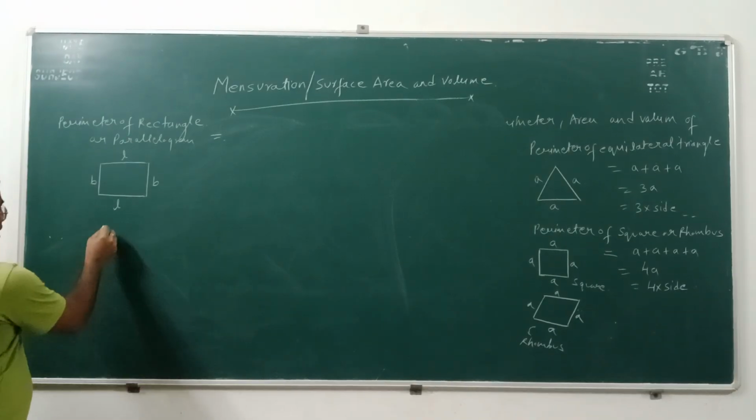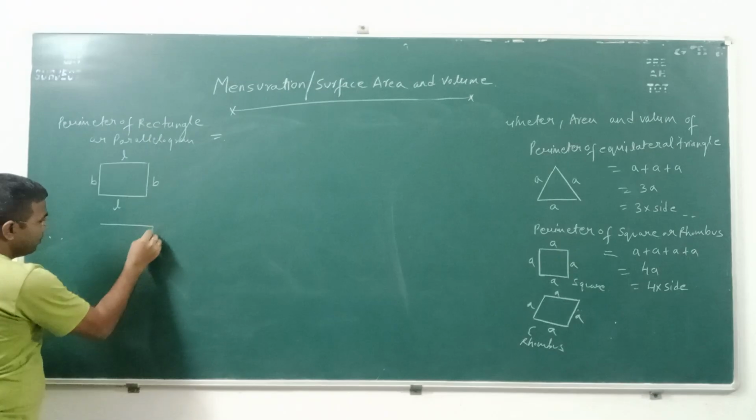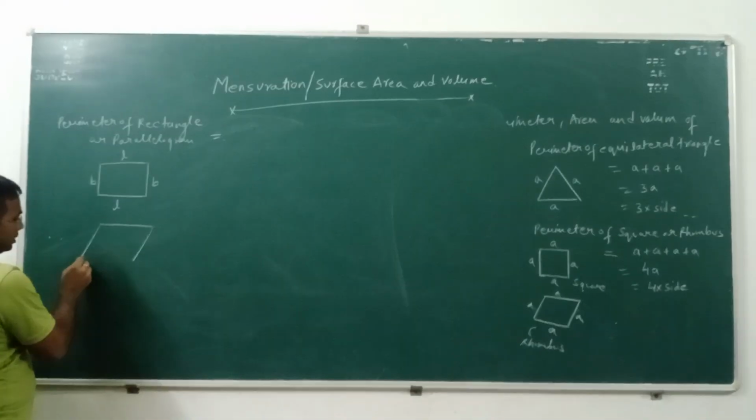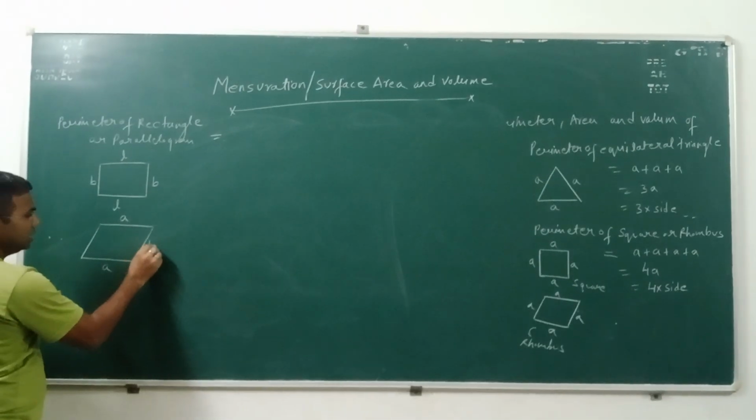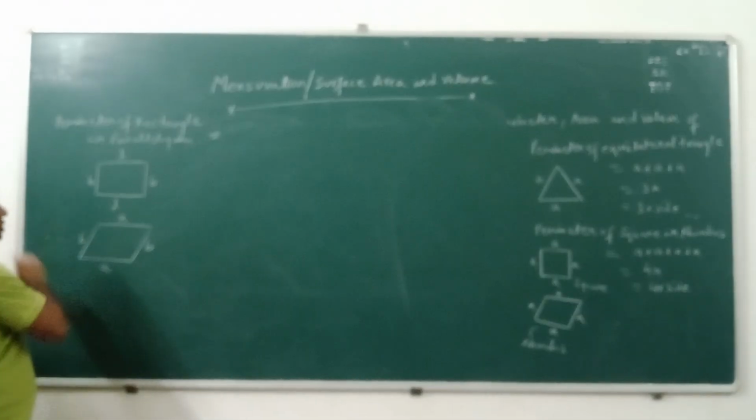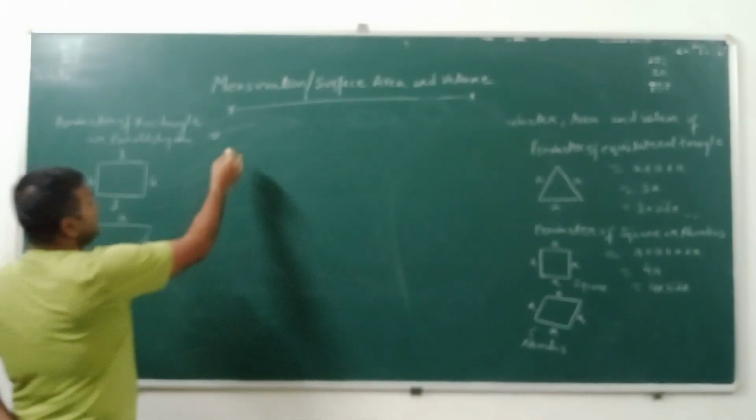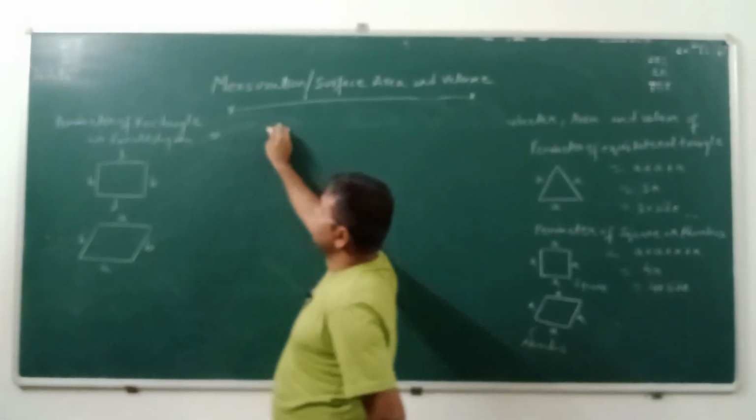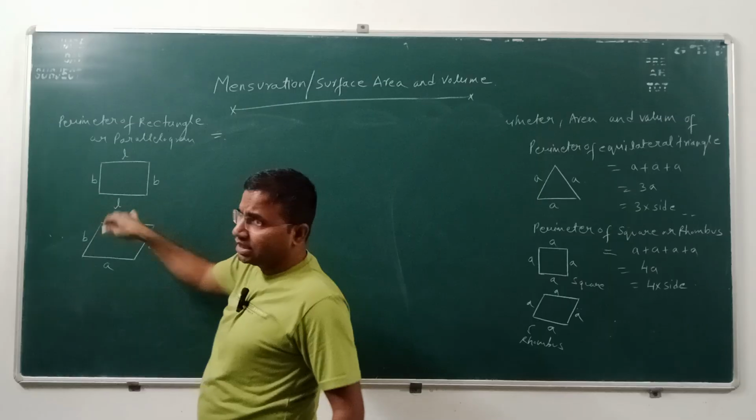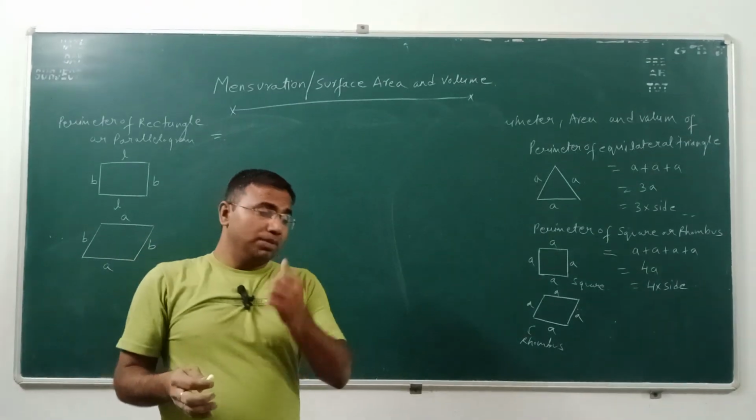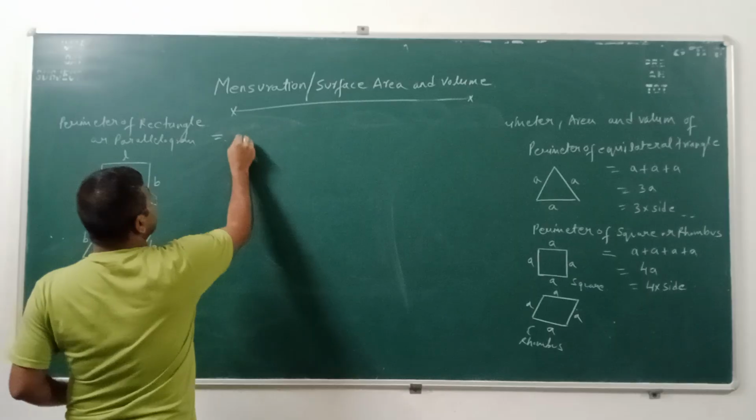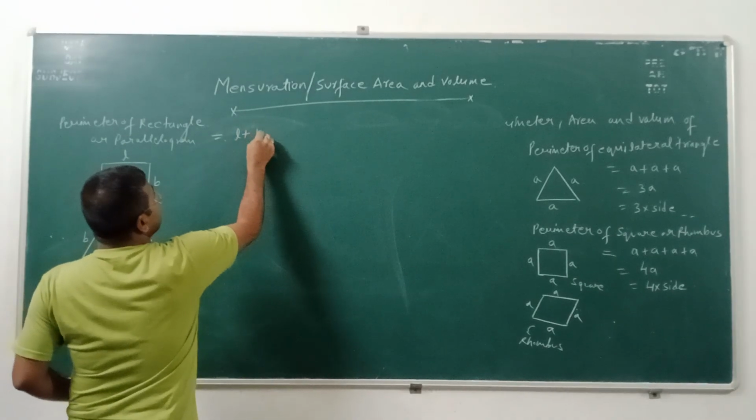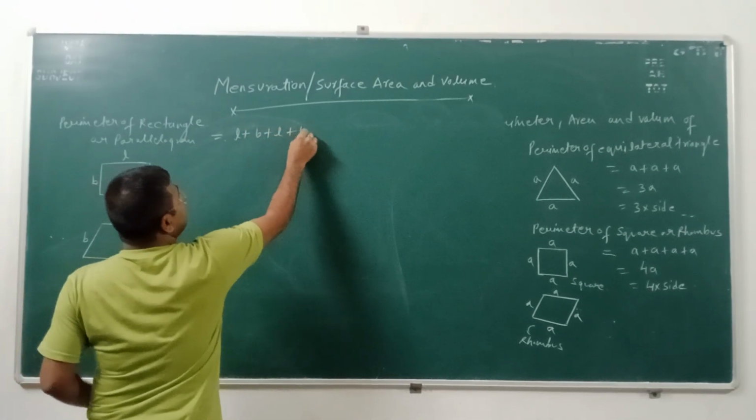Okay. Similarly, in a parallelogram also. Suppose this is side A, then this will also be called A. This is B, then this will also be B. Now see here how you will calculate the perimeter. You will add all sides. As you know that the perimeter of a polygon will be the sum of all sides. So here you will write what? L plus B plus L plus B.